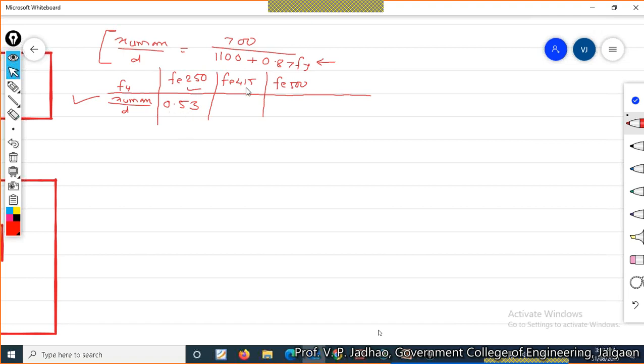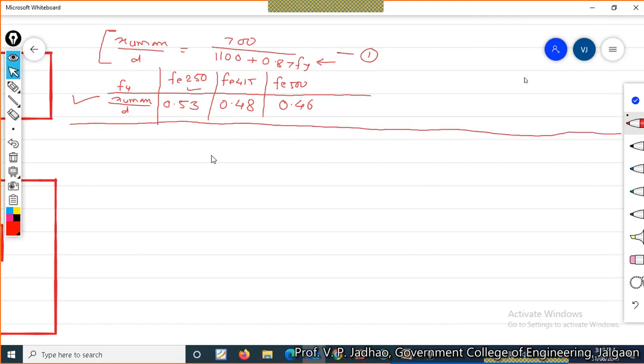If you put the value of 415 in this particular equation, consider this as equation number 1, you will get Xu max upon d equal to 0.48. Now if you put Fy equal to 500 for Fe 500, you will get Xu max upon d equal to 0.46. Okay, this portion is already covered in your RCC subject.